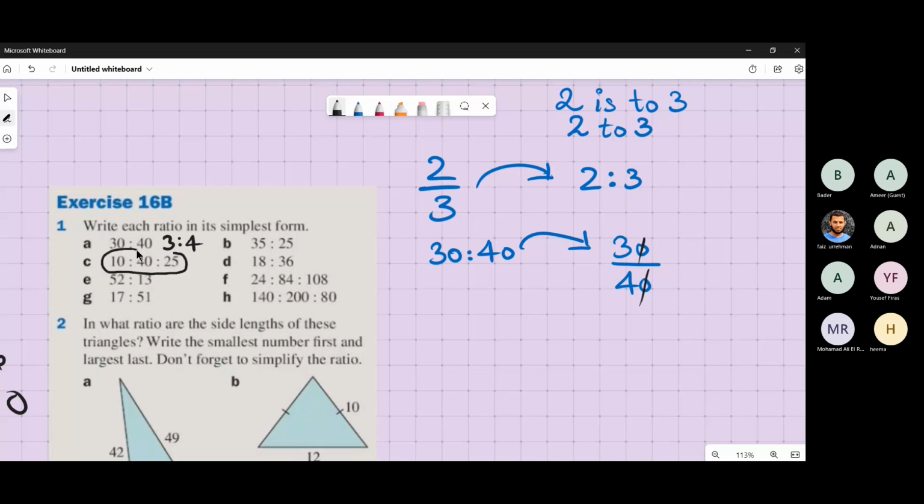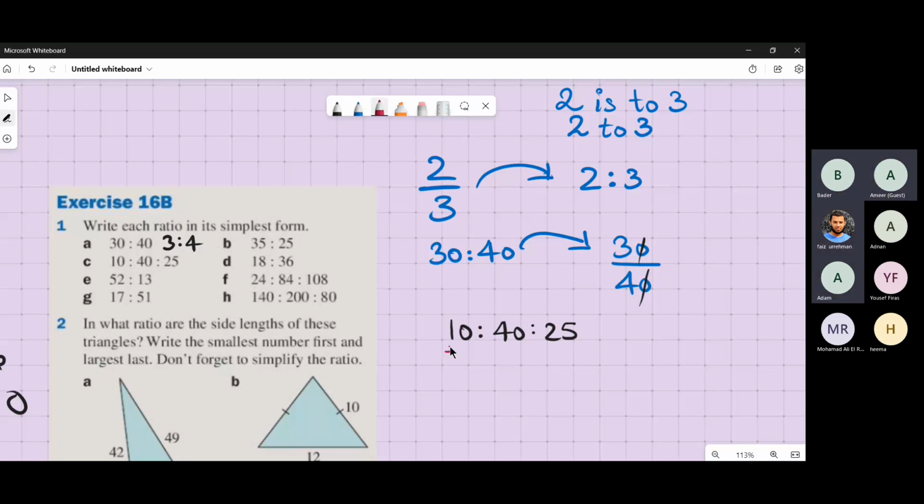Now, what about 3 ratios? You have to divide all by a common number. So which table can we use to cancel all the 3 things? 5. Very good. So it will be 5. Divide by 5. So what is the final answer? Tell me, Badr. You have to say something at least.